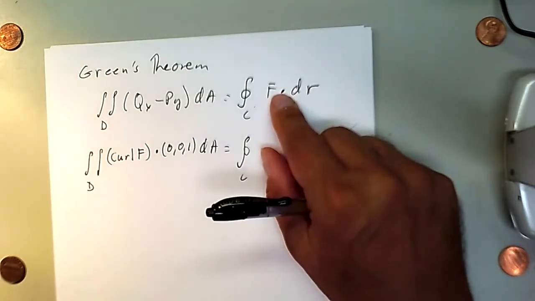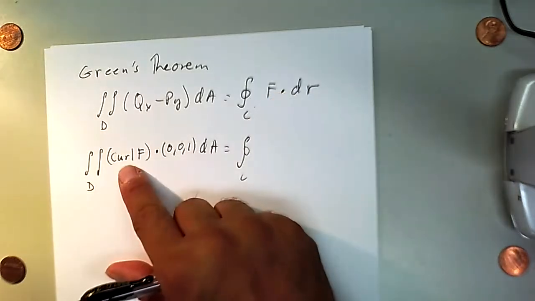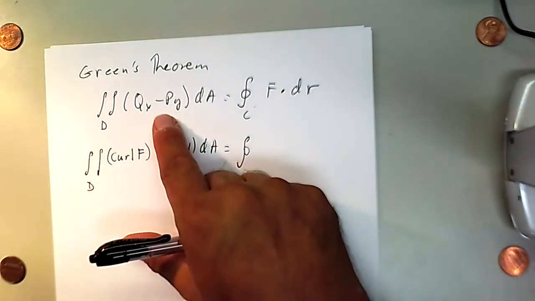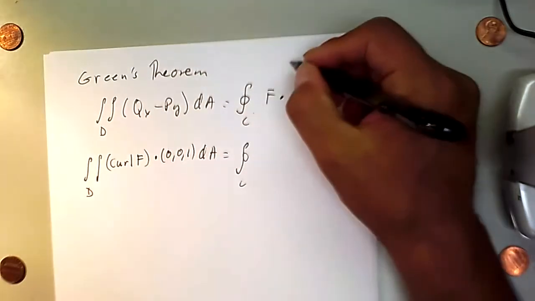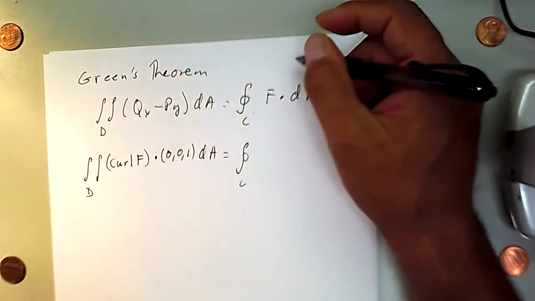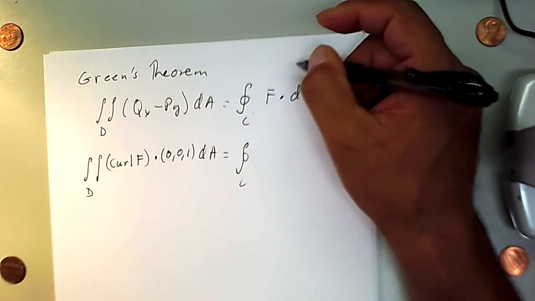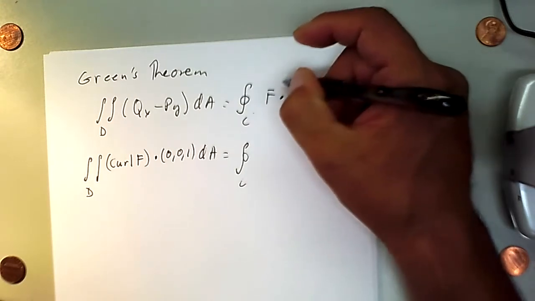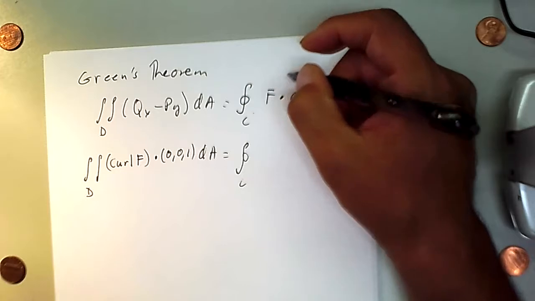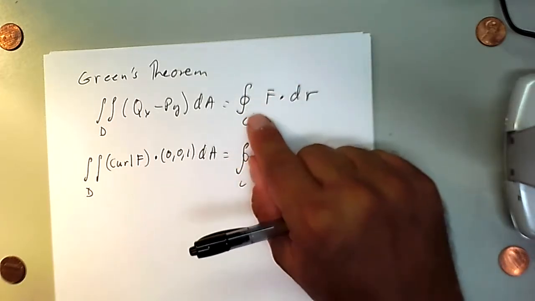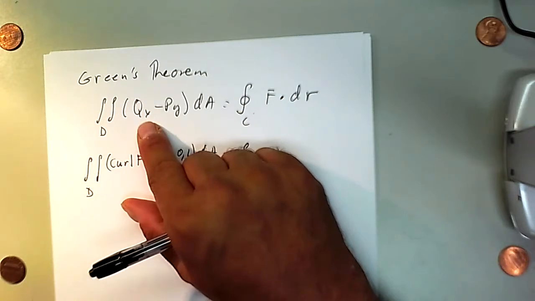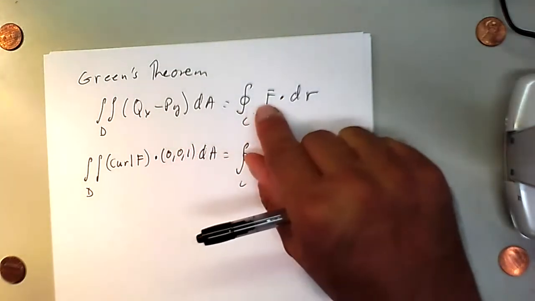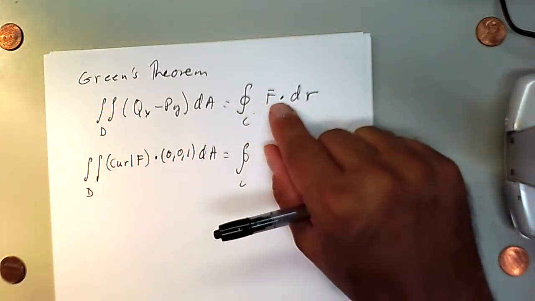Okay, but there is one problem. This is in 3 dimensions, and the original problem did not have 3 dimensions. F in the original Green's theorem had only 2 components, P, Q, no Z component here. We do have a general line integral with 3 components, but for purposes of Green's theorem, which is in the XY plane, we only have 2 components.